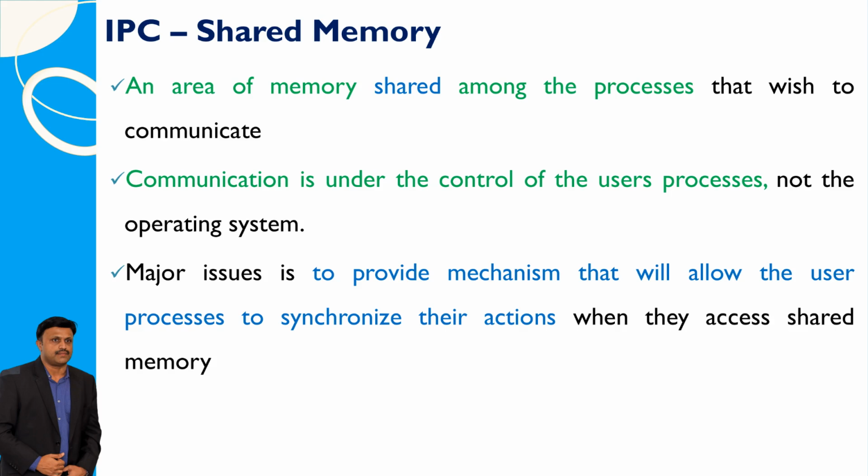Shared memory in inter-process communication allows multiple processes to communicate by accessing a common area of memory. Unlike other forms of IPC, such as message passing, shared memory puts the control of communication in the hands of user processes rather than the operating system. One significant challenge is ensuring synchronization between processes to prevent conflicts when accessing shared memory. Therefore, mechanisms must be implemented to facilitate this synchronization and coordinate actions among user processes.